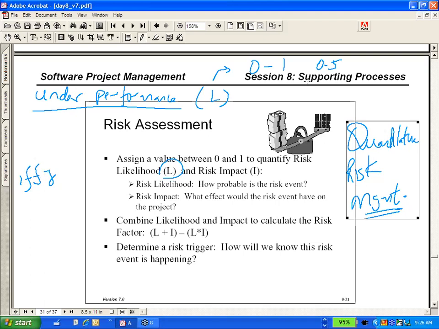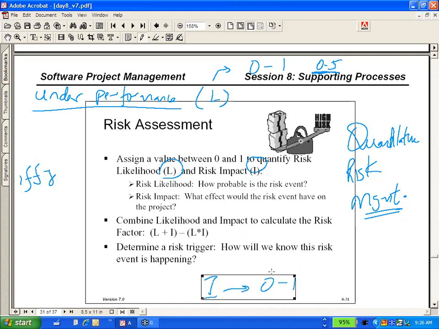Yeah, so whether you have a star team or an incompetent team, say a 0.5 likelihood. And then what is impact? Impact is also on the scale of 0 to 1. Impact 0 means it will have no impact on us. 1 means the project will be shut down. So then somewhere in between, right?